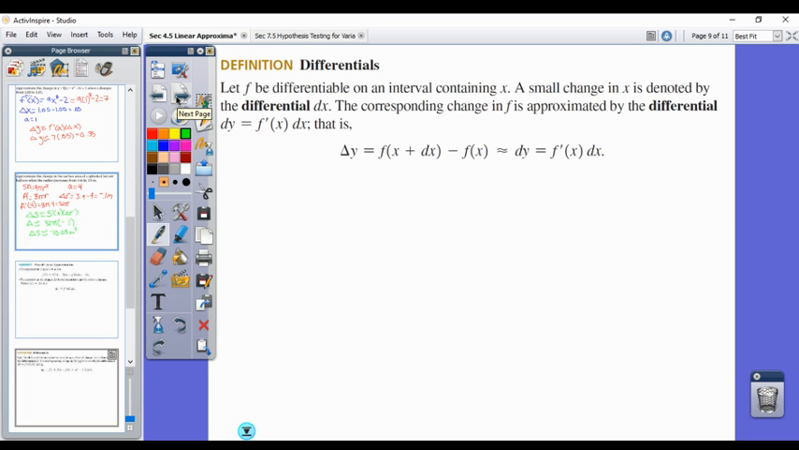Okay, so if f is a differentiable function on some interval that contains x, a small change in x is denoted by the differential dx. The corresponding change in f is approximated by the differential dy, and dy is going to be equal to the derivative of the function with respect to x times dx. This is going to look a lot like that implicit differentiation that we did back in chapter 3.